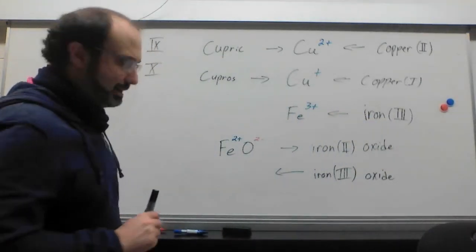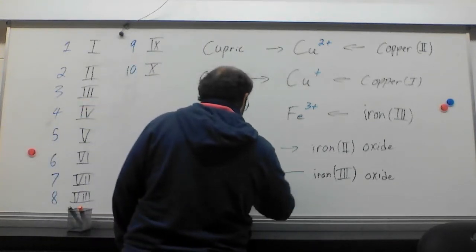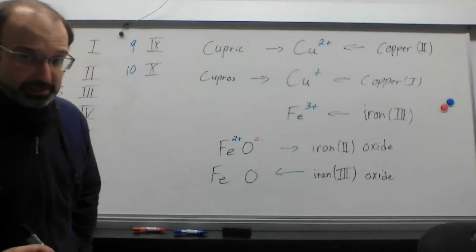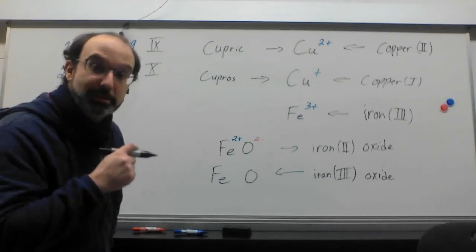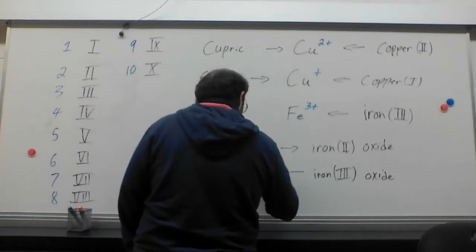Right? How would we write that? Well, we know that it is iron, Fe, and we know that it is oxide, O. So far, pretty easy. But now we have to write the numbers. That's always the hard part. So we know the oxygen, that one's always the same, 2-.